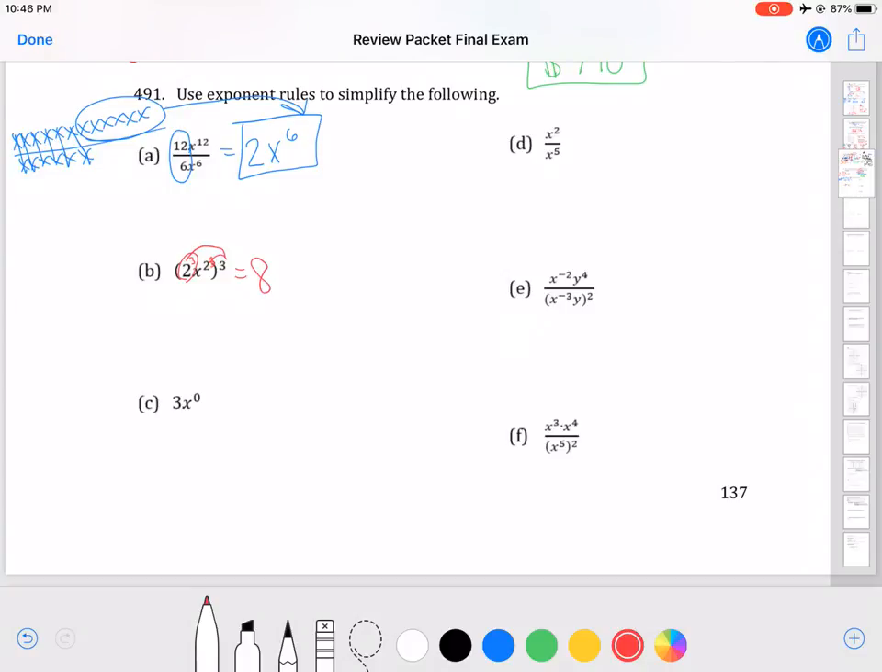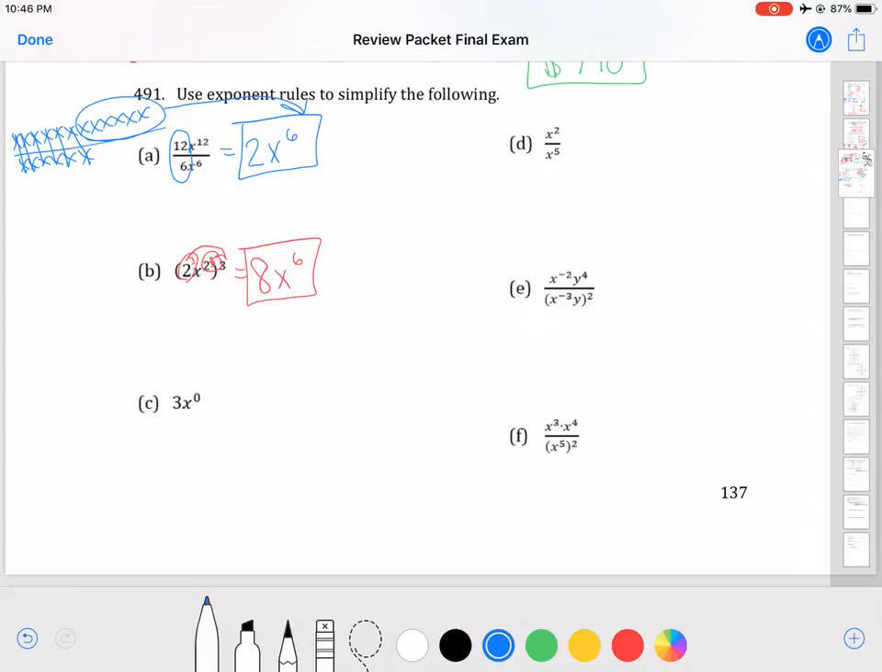Now, when I have x squared being raised to the 3rd power, that's a power to a power rule. When you take those two exponents right next to each other like that, the power to a power rule means you multiply them. 2 times 3 gets me 6. So 8x to the 6th is going to be the answer for that one.